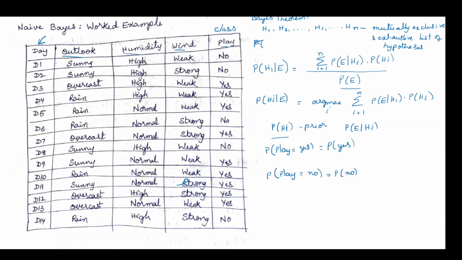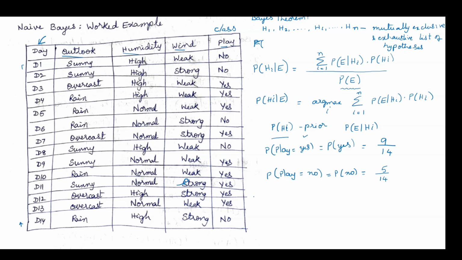Now let's look. We have a total of 14 records, D1 through D14. So out of 14 records, let us count how many yeses we got. 1, 2, 3, 4, 5, 6, 7, 8, 9. Out of 14, 9 of them are yeses. And out of these 14, the remaining 5 of them are no's. So these two probabilities constitute the prior probabilities.